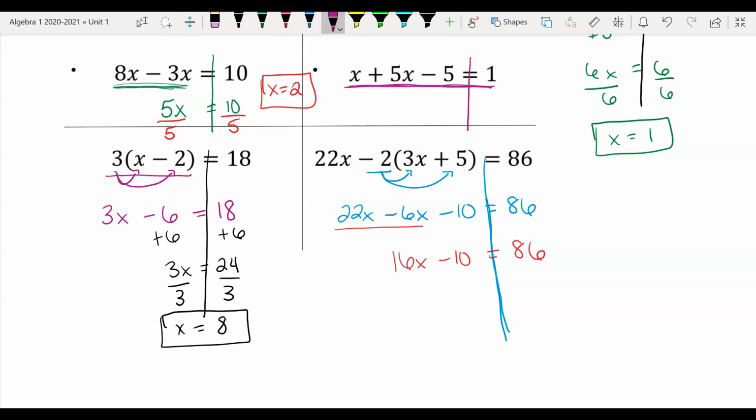Now we're going to go to our properties of equality. Whatever we do to one side, we got to do to the other. So if I want to get rid of this negative 10, I need to add 10. And lastly, I'm going to divide by 16. Get x equals 6.